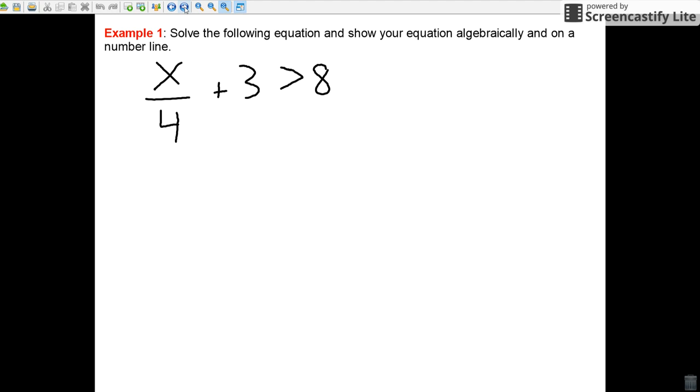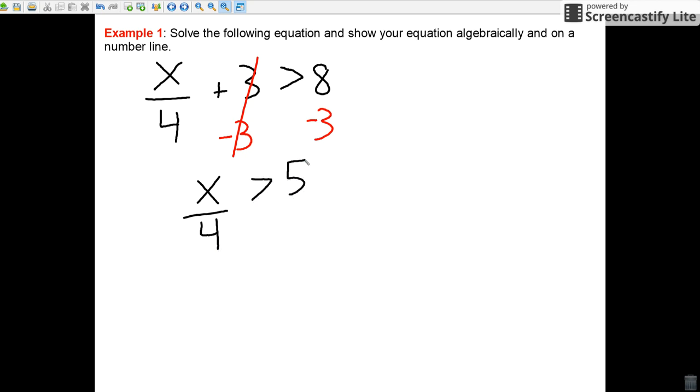The first question reads, x over 4 plus 3 is greater than 8. The first step to get the x by itself is to eliminate the 3. So we must do the opposite, which is to minus 3 from both sides. Positive and negative 3 will cancel out, leaving us with x over 4 is greater than 5.